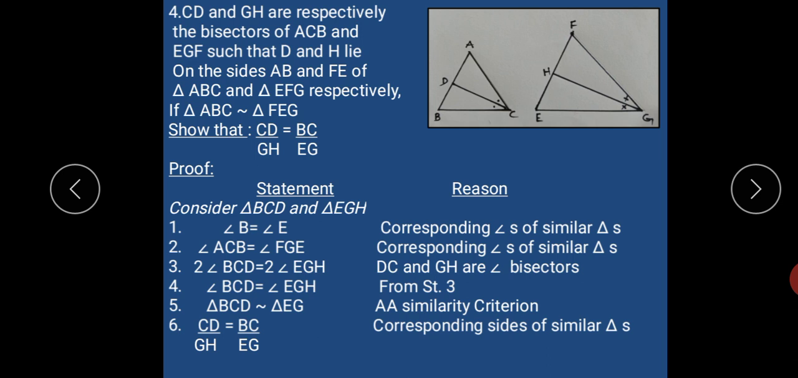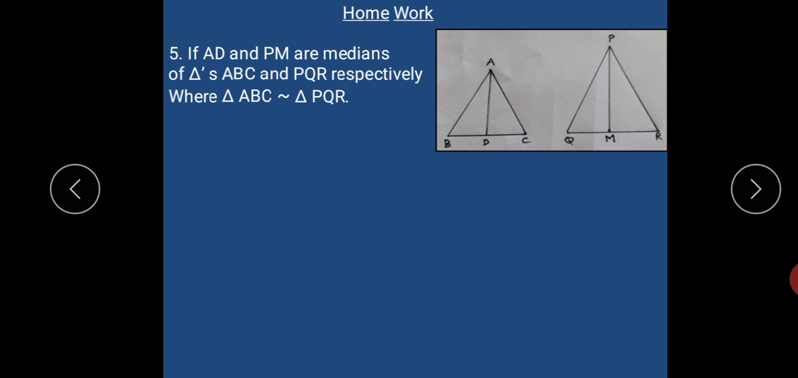So again, a very simple rider. Today we have solved all very simple riders. So next time we'll go for the difficult ones. But a similar one I'll give for the homework, similar to the fourth one. Yes, the fifth one. So instead of angle bisectors there, you have medians. If AD and PM are medians of triangles ABC and PQR, where the original triangle ABC is similar to triangle PQR.